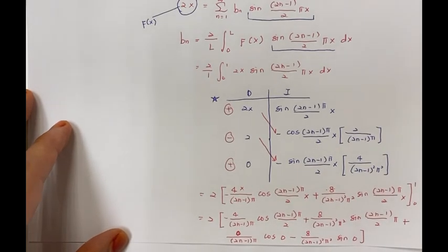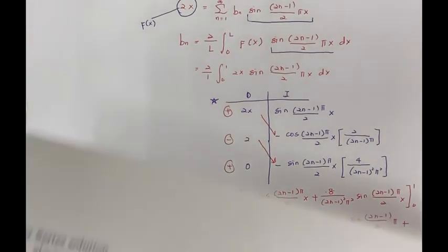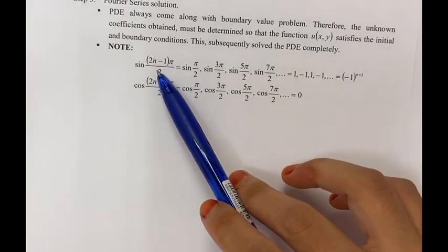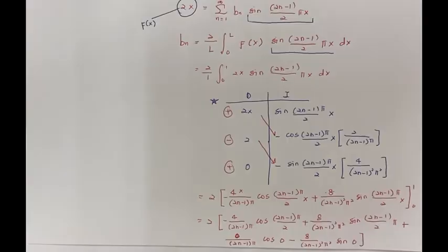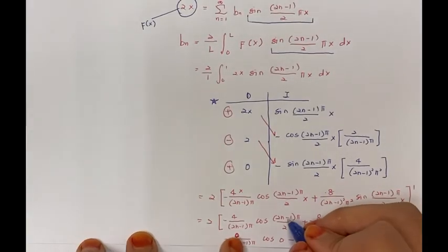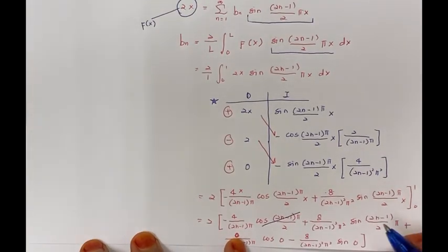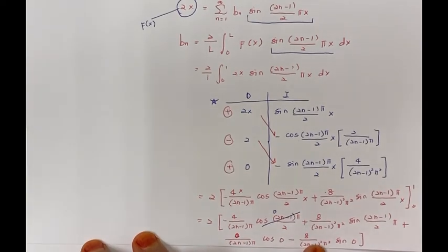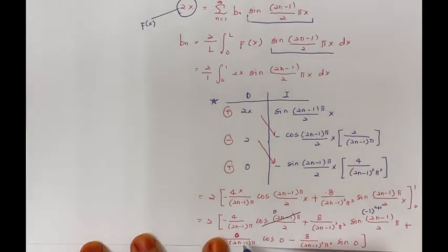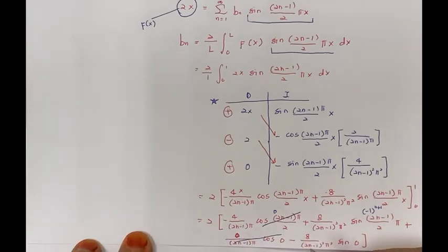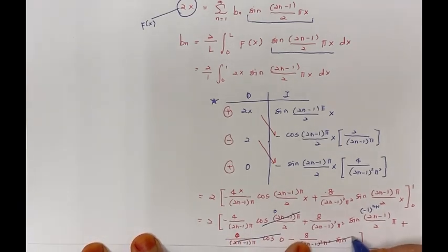Refer to the note here. Substitute the sine and cos of (2n minus 1) pi over 2. For cos, you have 0. Sine is equal to negative 1 to the power of n plus 1. Everything becomes 0 since you have 0 here, and sine 0 is equal to 0.